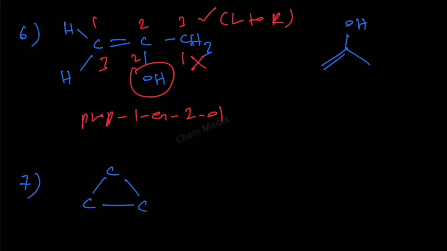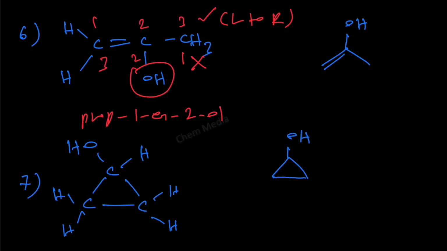CCC. So we have the 3-membered ring, and then hydrogen, hydrogen, hydrogen, hydrogen, and then here 1 hydrogen and then 1 OH group. And the same thing in bond line notation would be like this. This is cyclopropanol. No need to mention it as 1 cyclopropanol because wherever you put the OH group, that is 1. Therefore, no need to specify 1 here. Simply mentioning it as cyclopropanol will suffice. Now we are exhausted with the alcohols.